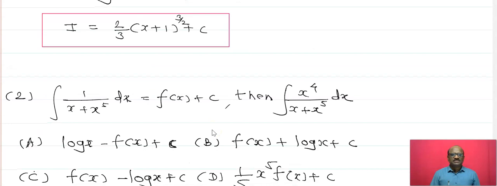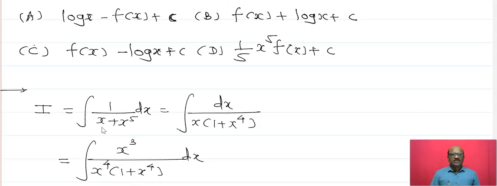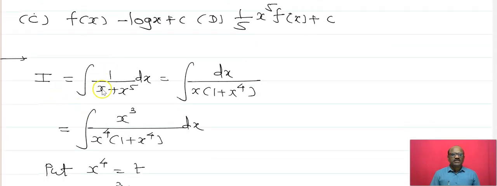Now the next is question number 2. Integral of 1 upon (x plus x raised to 5) dx is equal to f of x plus c. Then integral of x raised to 4 upon (x plus x raised to 5) dx is equal to, which will be the correct one. Now here I is equal to integral of 1 upon (x plus x raised to 5) dx. Here we can take x as common, then you will get integral dx upon x in bracket (1 plus x raised to 4).